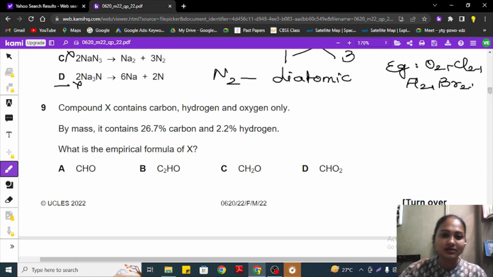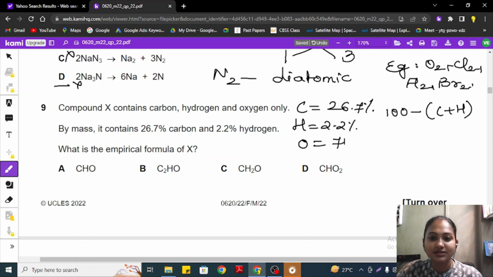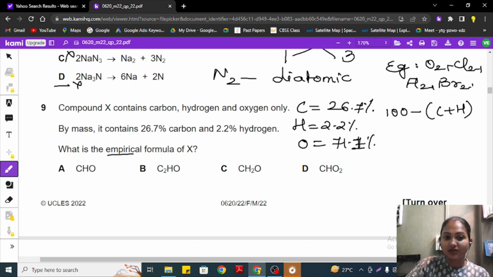So compound X, there is some random compound X, and the carbon present in it is 26.7%. Hydrogen is 2.2%, oxygen is 100 minus this. So we have to do 100 minus carbon plus hydrogen, and you will get somewhere around 71.1%. Okay, 71.1% it will get. Now here we got the percentage. How will we calculate the empirical formula?